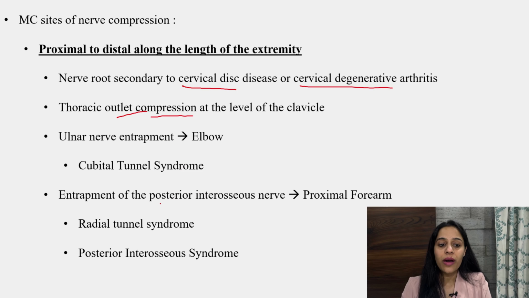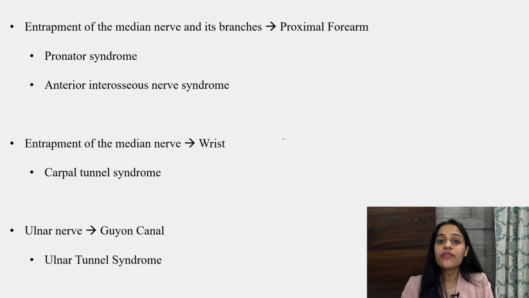Then in the proximal forearm, there is entrapment of the posterior interosseous nerve, also known as radial tunnel syndrome and posterior interosseous syndrome. Entrapment of median nerve and its branches can also occur in the proximal forearm, known as Pronator Syndrome or anterior interosseous nerve syndrome. Okay. Entrapment of median nerve can occur at the wrist, known as Carpal tunnel syndrome, which is the most common syndrome of all. And lastly is the ulnar nerve. It can also get compressed at the wrist in the Guyon's canal, known as ulnar tunnel syndrome.